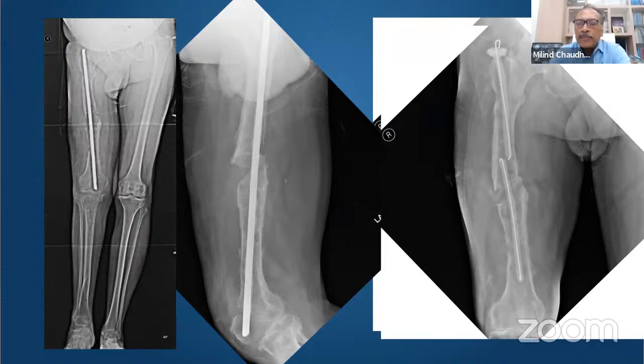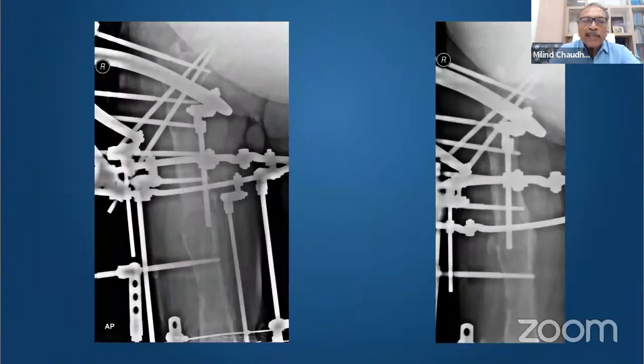In the first stage, we used multiple antibiotic coated rods from the non-union site as well as from above. And the infection was cured. Then we put him in the Ilizarov fixator. Now look at, this is one tip that I have learned. This is the hash fixation.